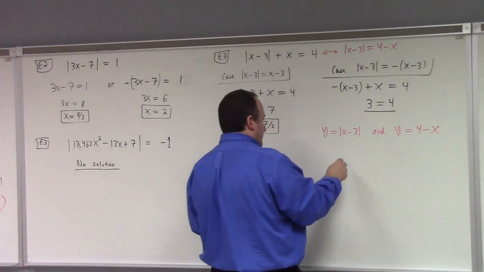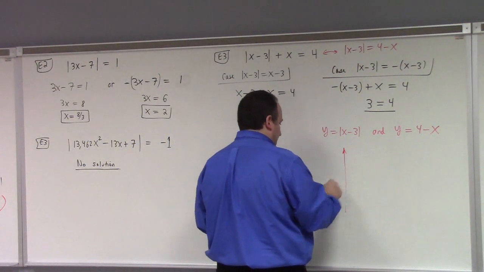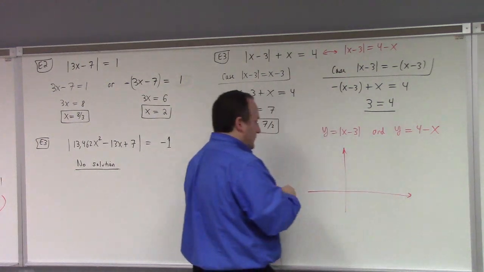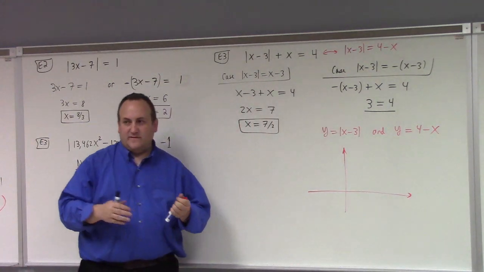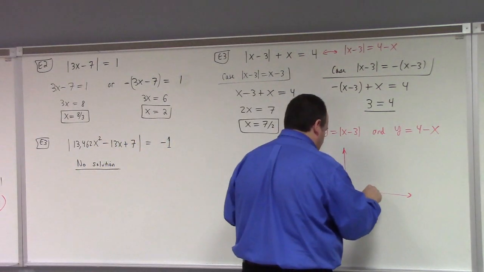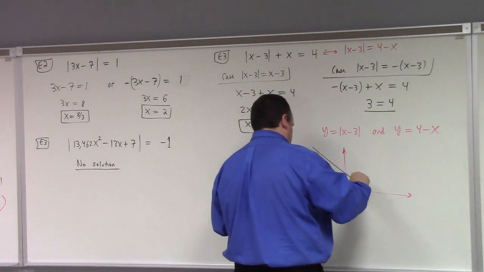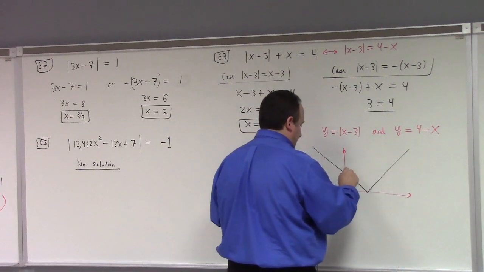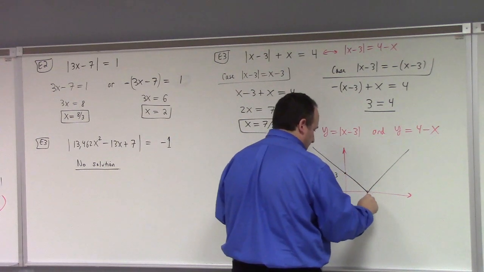So what's the graph of y equals absolute value of x minus 3 look like? Well, that's the absolute value function, which by the way is a V. It's just a V, and it's based at 3 here. So it's something like this. So this is 3 actually. This is also 3. All right.